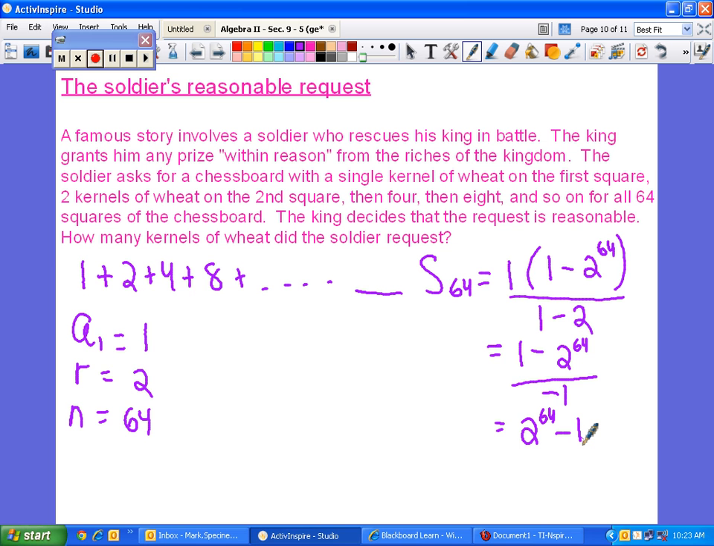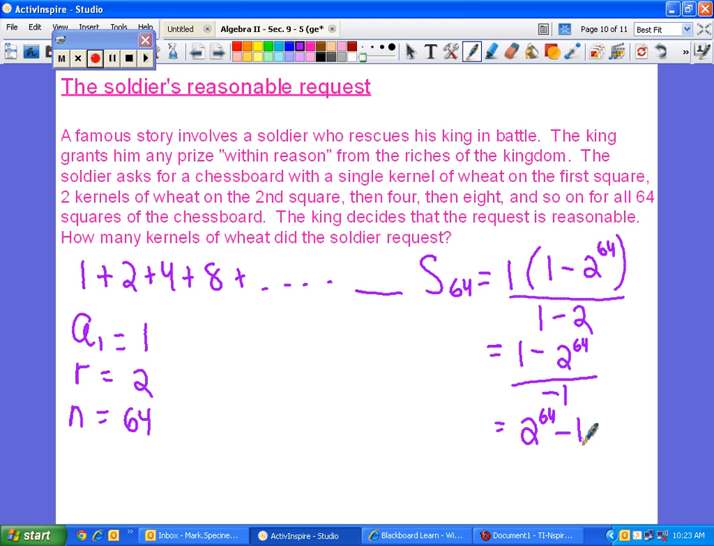Wouldn't the ones cross out? No, because this is a subtraction, so these two are together. If it was multiplication, the answer would be yes. If you're multiplying, you can cancel out. If you're adding and subtracting in the numerator or the denominator, you can't cancel them out.